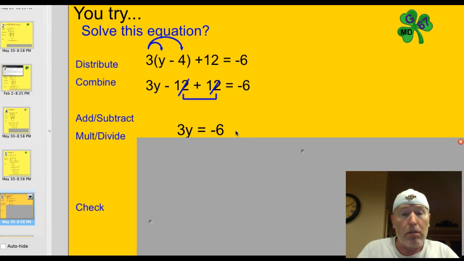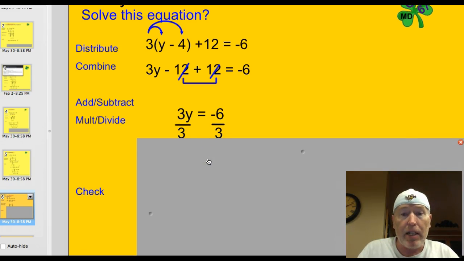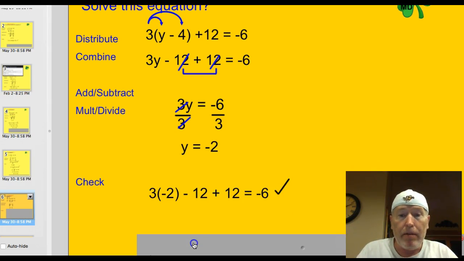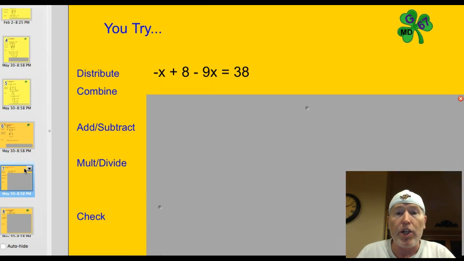Well, that's a multiplication, so I can divide by 3 to isolate that a little bit further. These guys will cross off, leaving me with just y is equal to -6 divided by 3, which is a -2. Pop that in. You can see that the answer checks out. All right, let's have you try another one. Go ahead and give this guy a shot.